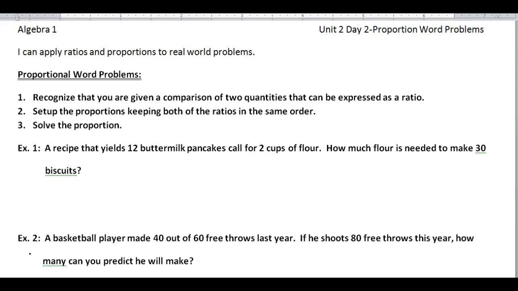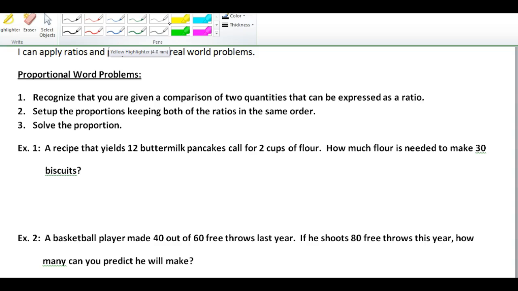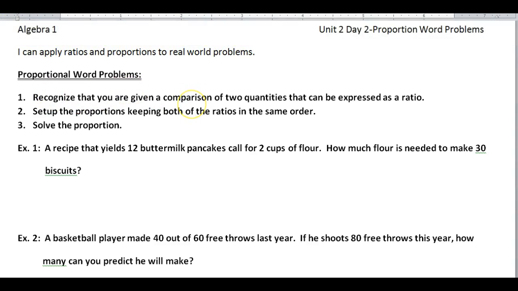Hello, algebra students. Today we're going to apply ratios and proportions to real-world problems. These are probably the easiest problems to recognize when you're going to set them up. You want to recognize that you're given a comparison of two quantities that can be expressed as a ratio. It'll say, 40 out of this, this to this. So a lot of things will clue you in that you have a proportion to set up.